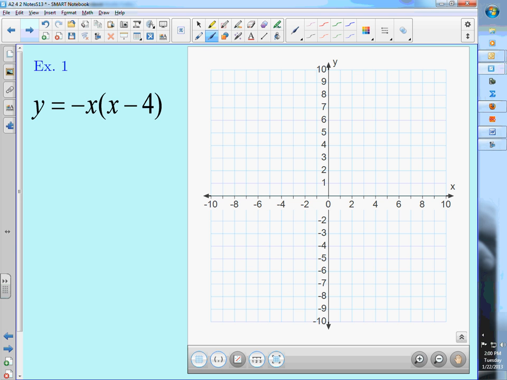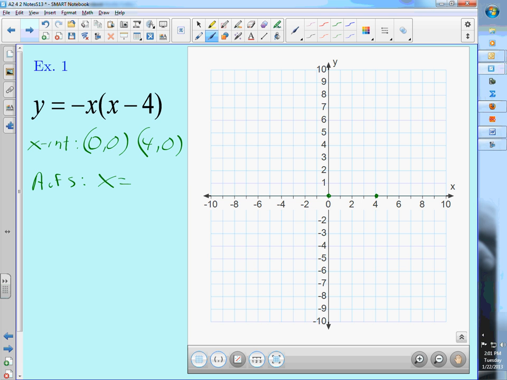Alright, so this is in factored form or intercept form. Your x-intercepts are what you're going to start with. What are the x-intercepts? 0, 4. Nope. (0, 0) and (4, 0). I like to plot those first because sometimes the visual is helpful for me. When you add up the p and the q, 0 and the 4, and divide by 2, the axis of symmetry is what I would find next.